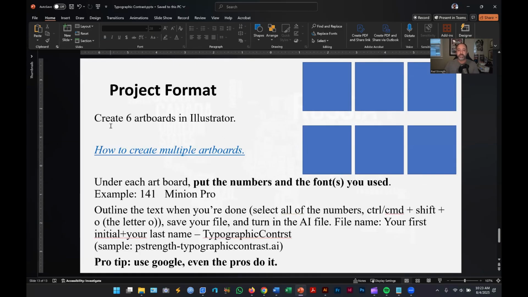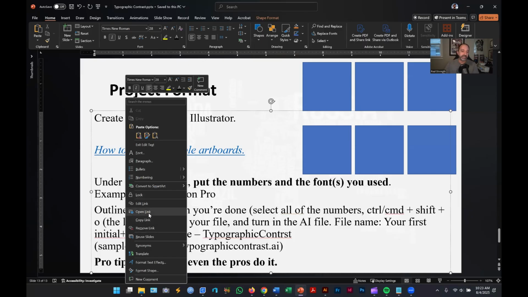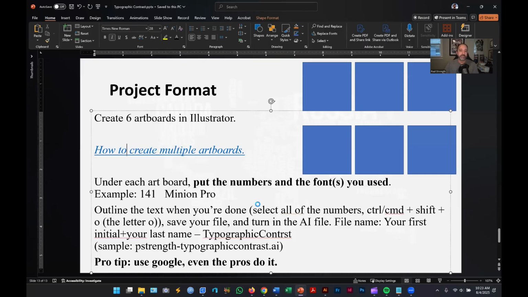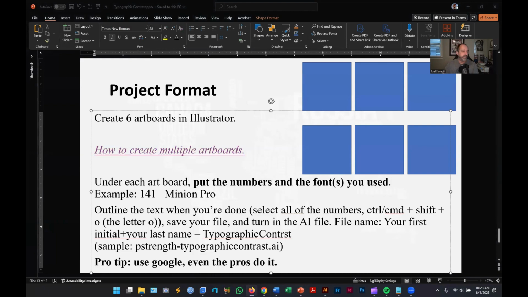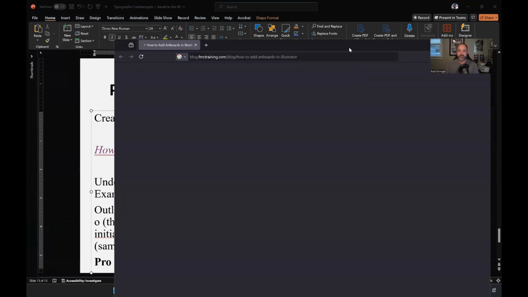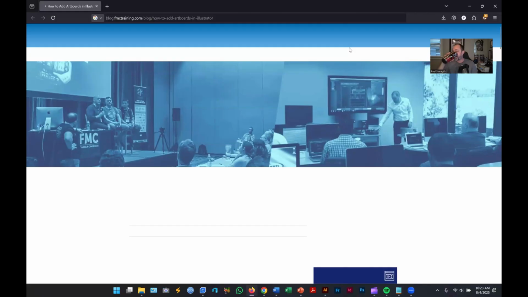So, you're going to go into Illustrator and you're going to create 6 artboards. Oh, what? But Mr. Strength, what is this? Well, let's take a look. All right, it popped up in a different screen. So here we go. This is how to add artboards into Illustrator. Okay.